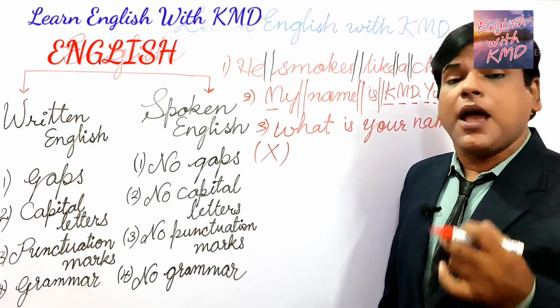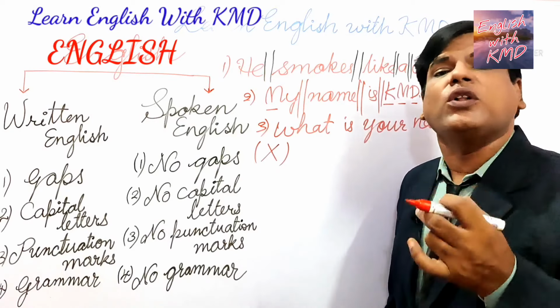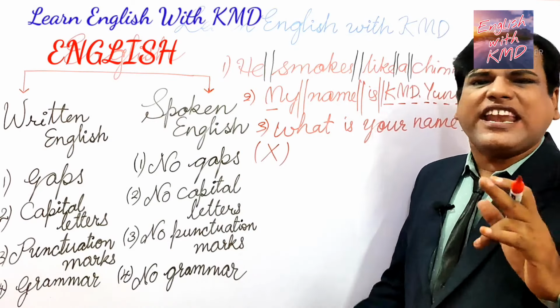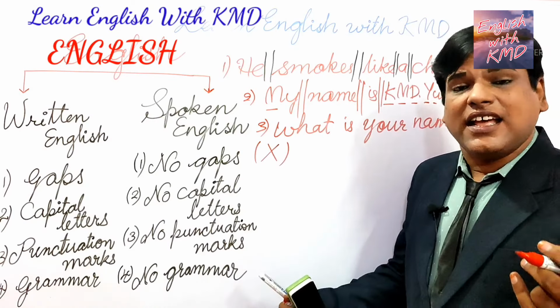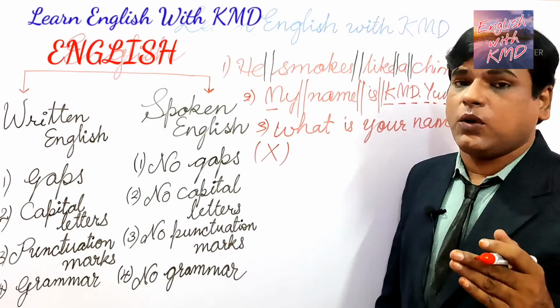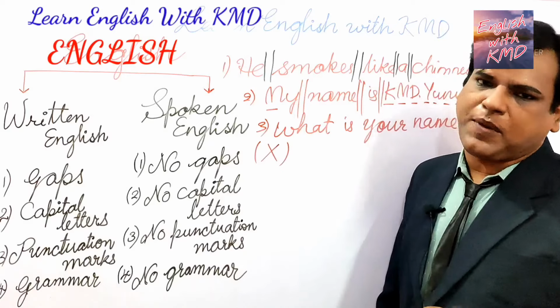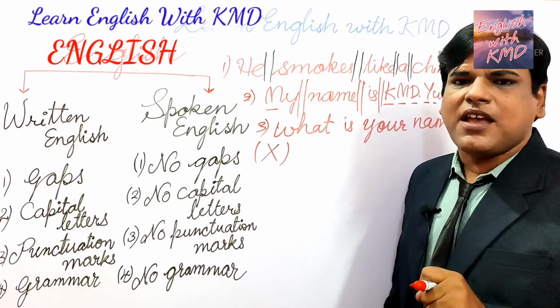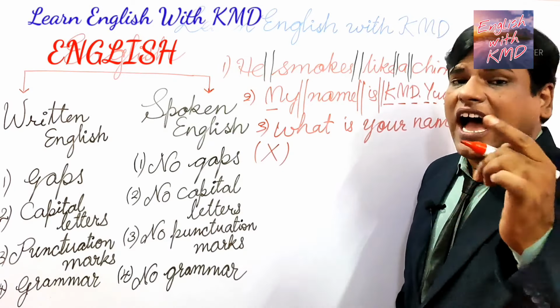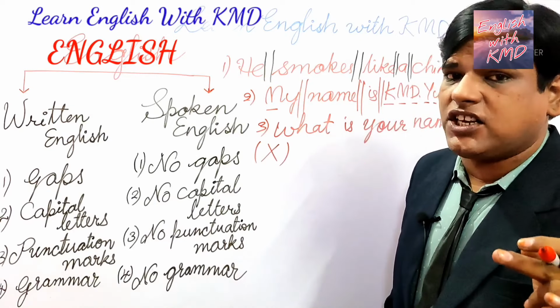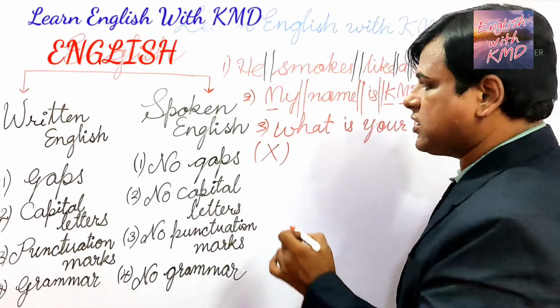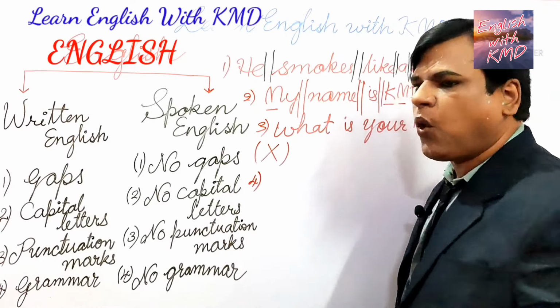And the answer is, my name is KMD Yunus, full stop. No, we never speak English like that. The question comes out as one single word, what's your name? Without using any sort of punctuation marks. What's your name? My name is KMD Yunus. I'd like to give you one more example related to punctuation marks to make things more clear. That is example number 4.